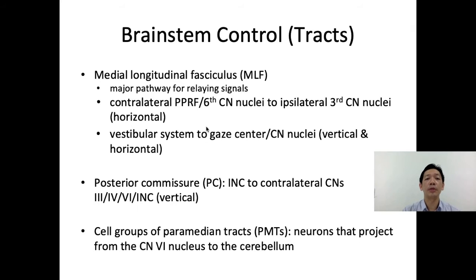Okay, so does it get involved in the vertical gaze as well? Yes. Okay, so the vestibular system is the one that tells your MLF to work vertically and horizontally when there is a need for your vestibular system to activate.